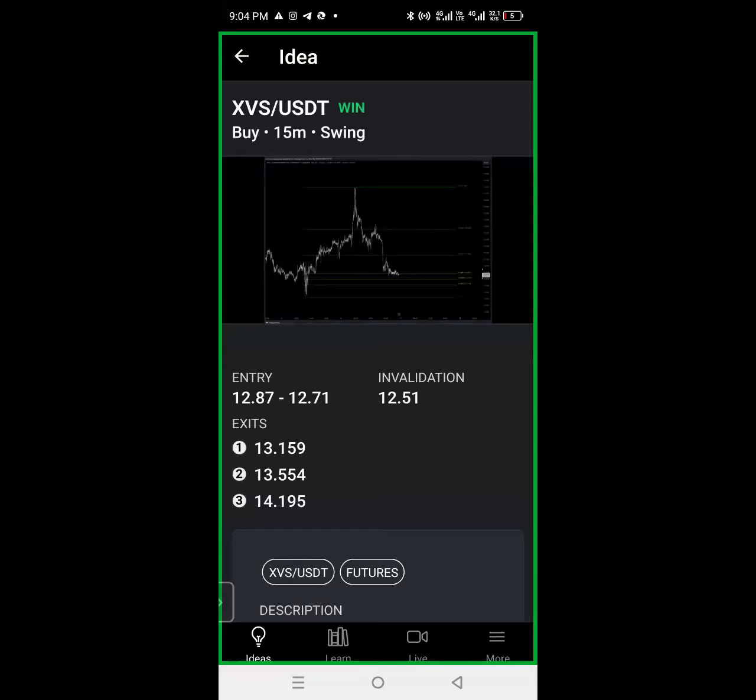Yes, XVX USDT. Now we have two entries here. The first entry is 12.87. The second entry is 12.71. Our stop loss is 12.51. Then we have three TPs here. The exits represent TP. TP1 is 13.159. TP2 is 13.554. TP3 is 14.195.